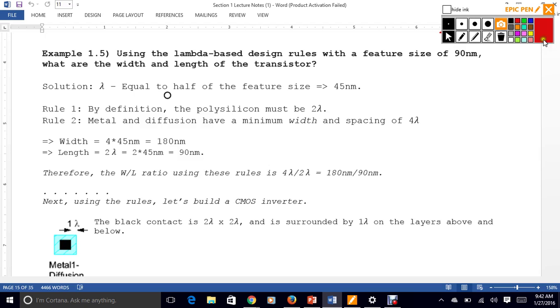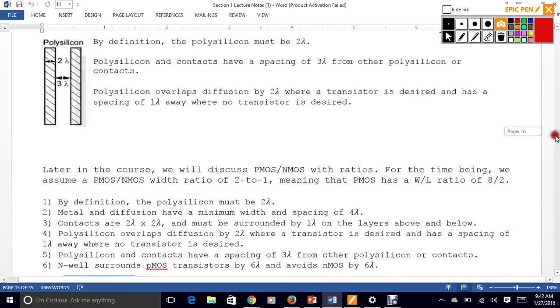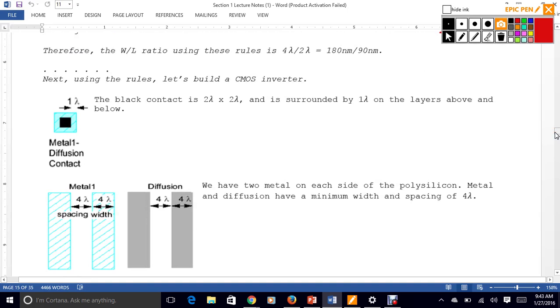I can actually start to discuss how these rules are put into action. So here you have the black contact. That's 2 lambda by 2 lambda. Remember, it's surrounded by 1 lambda above and below. So that blue metal is surrounded by 1 lambda and has a 2 by 2 contact. So you use that to be able to transfer those signals from VDD to your diffusion regions.